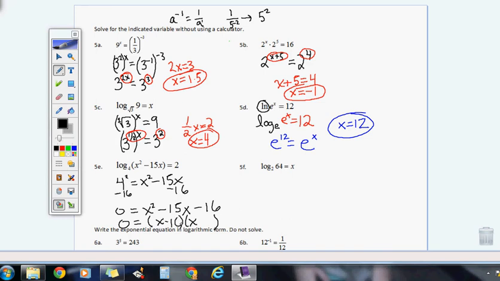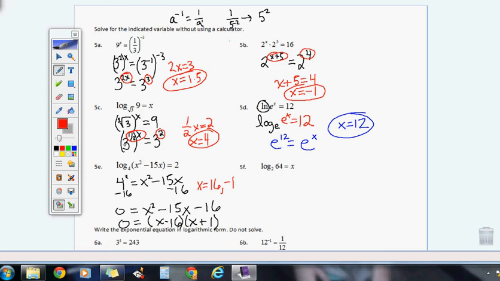I think it's pretty straightforward. That would be negative 16 and positive 1. So our two answers here, I'm going to put these in red up here, would be x equivalent to positive 16 and negative 1. And we do want to make sure and see that these both work out.